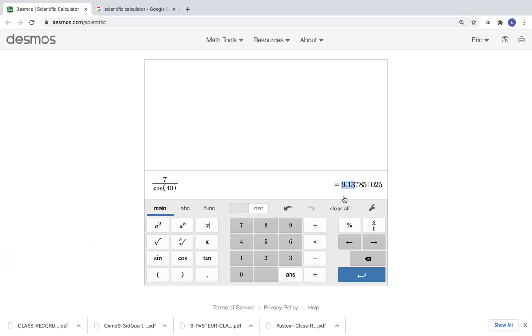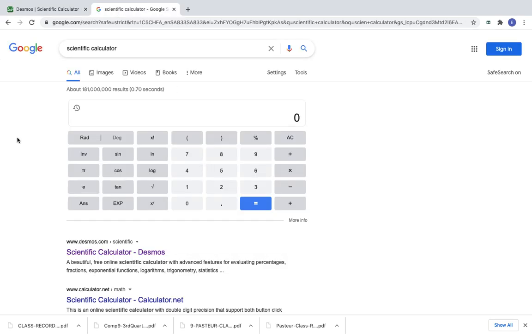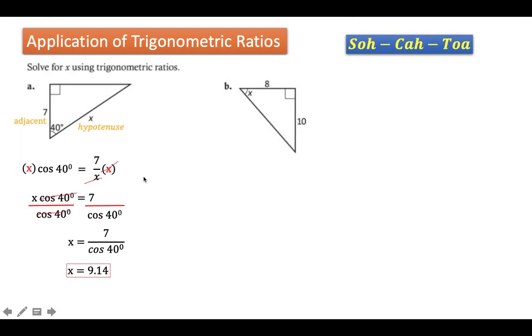Or you can use any calculator. So this one is a common feature of a scientific calculator. So just simply click 7 divided by cosine 40 degrees and click equals, and you have the answer. Oh, in this case, it is negative 10. One of the reasons is it is set in radian mode. So make sure that your calculator is set in degree mode. Okay, let's do it again. So 7 divided by cosine 40 degrees, click equals, and our answer is 9.14 units.